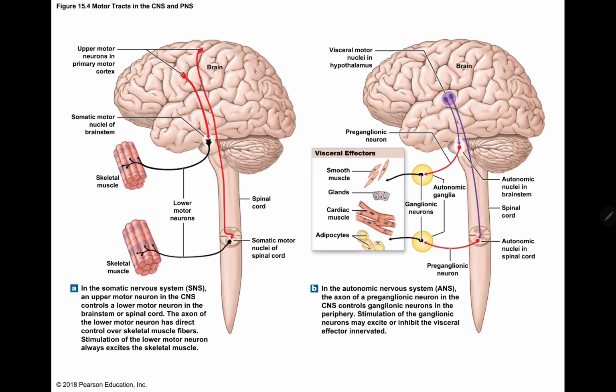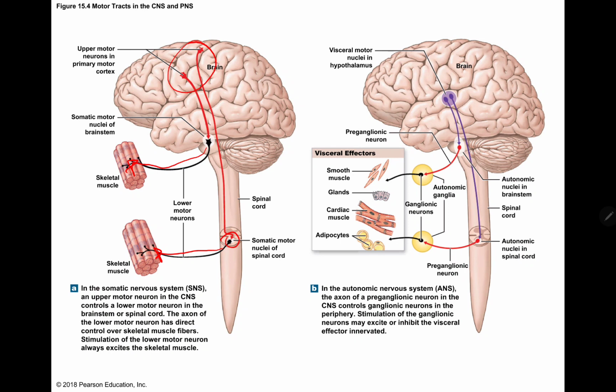And so here we see again the upper motor neurons that lie within the primary motor cortex. We can have a synapse with a lower motor neuron in the brainstem that's going to go to skeletal muscles, or we can have a synapse with a lower motor neuron in the spinal cord that would then direct skeletal muscle movement, okay?